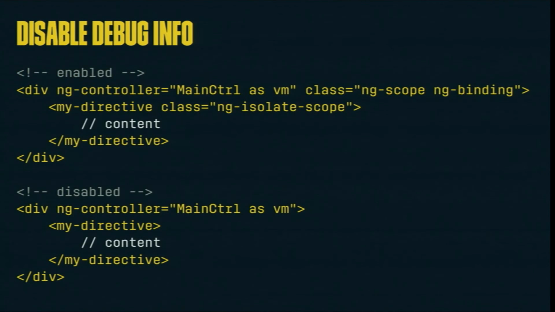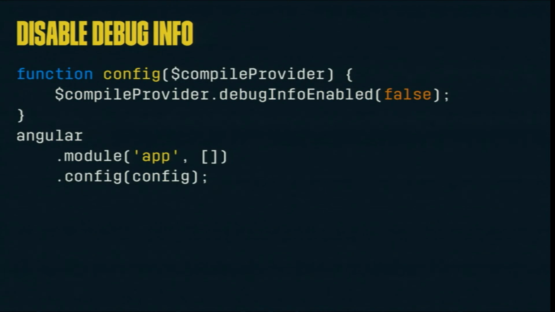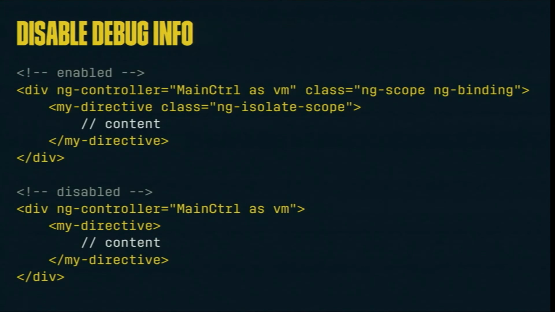There was an article floating around that actually said that they got a 50% page load speed increase by just this one-liner. There used to be about 6 or 7 lines of code that you could do with jQuery.data to hack around it, but they actually realized that this was a massive performance benefit, so they included this native debugInfoEnabled method that you could call.